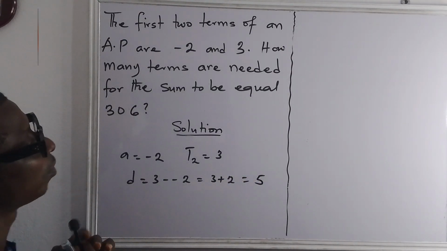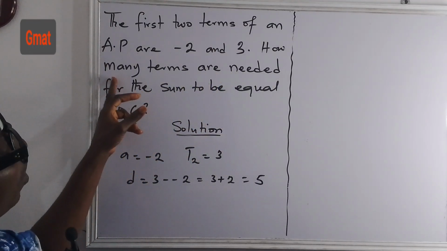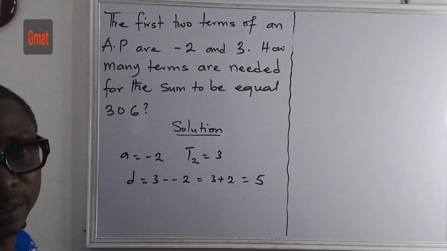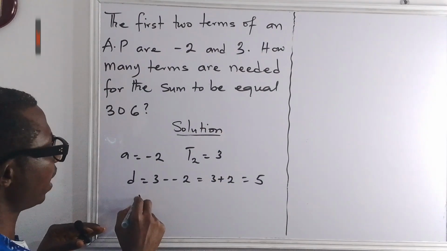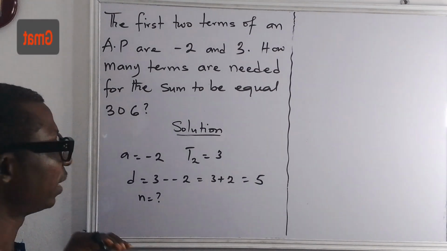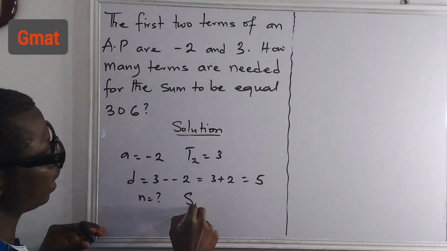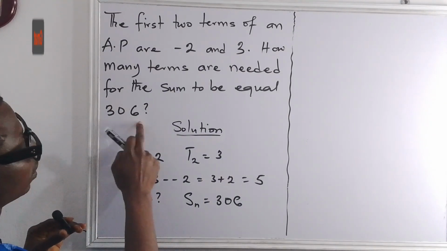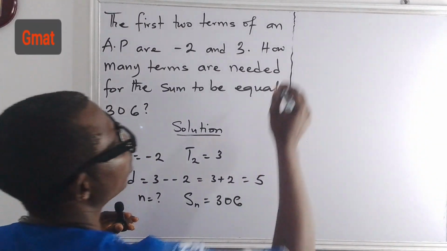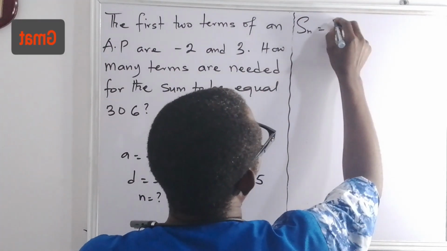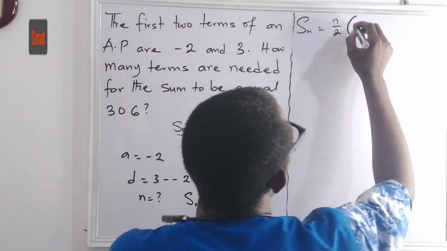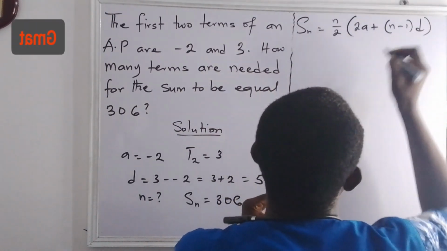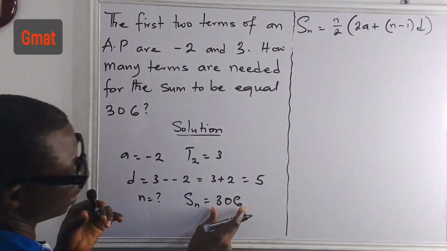Okay, now we are expected to get the number of terms needed for the sum to equal 306. So we are looking for n. All right, and you have been given that Sn is 306. So now we make use of this formula. Sn equals n over 2 times 2a plus n minus 1 times d.